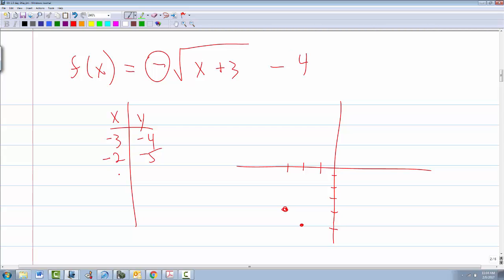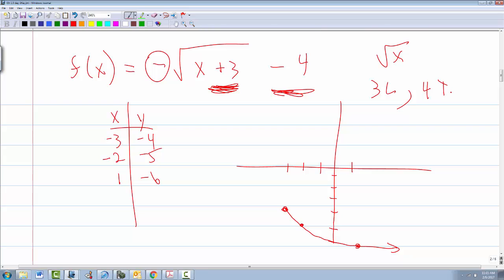The next one I want to plug in is 1 because I like perfect squares. What's 1 plus 3? 4. The square root of 4 is 2, negative. -2 minus 4 is -6. So (1, -6). And now we see this picture, and how does it compare to the square root of x function? It got moved 3 what? Left. 4 what? Down. And what did that negative do? Flipped. And that's all the things we're going to do in 1/6 as well. Take it a lot further than that.